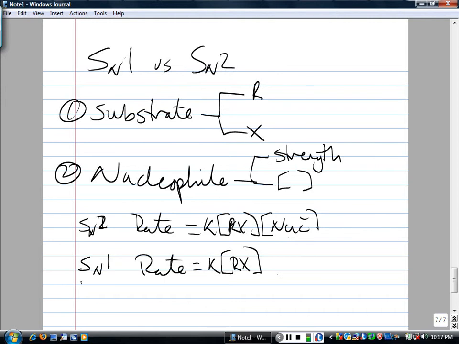So let's say we're running 1 molar RX. If I use 0.1 molar nucleophile, and for now let's say the rate constant is just not a factor, it's unity or whatever, it means the rate for the SN2 reaction will become 0.1 times 1, which is 0.1. But the rate for the SN1 remains 1. So in other words, the SN1 is now 10 times faster than the rate of the SN2.